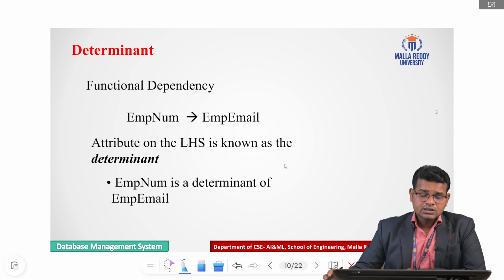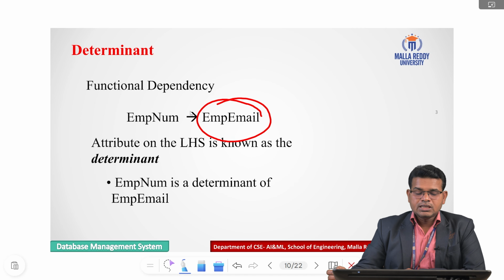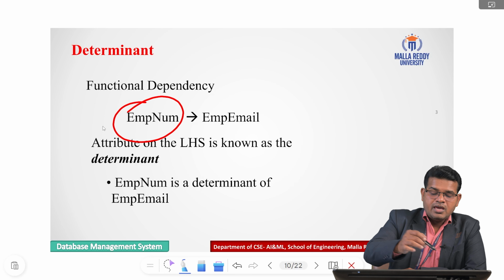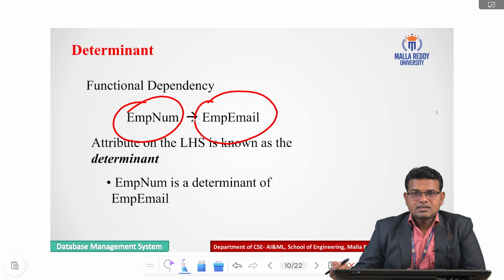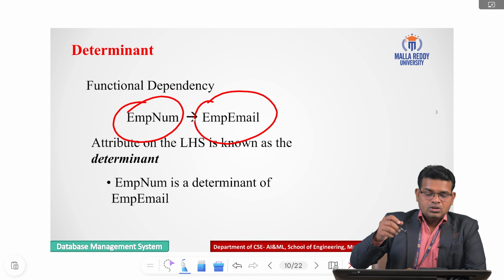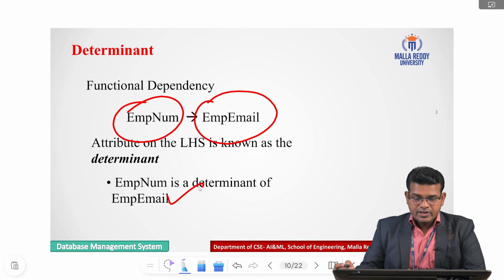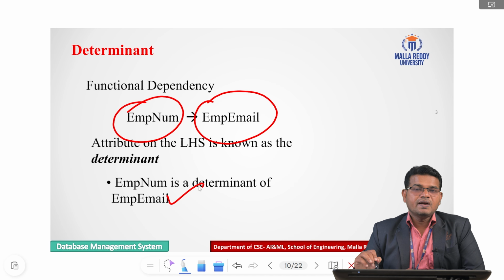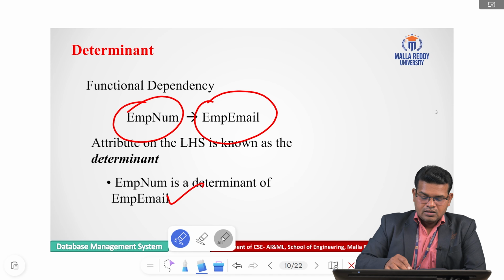Now, what is the determinant? What is there in the LHS is the key attribute, and what is there in the RHS is called the dependent. The determinant, so employee number is the determinant of employee email. We read it as employee number determines employee email, or employee email is functionally dependent on employee number. Either of the ways we can say that.